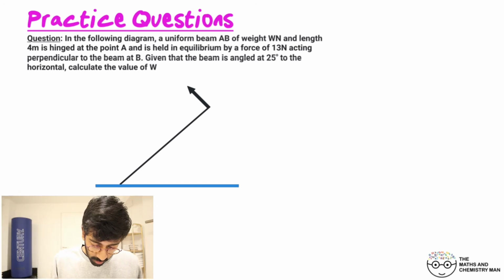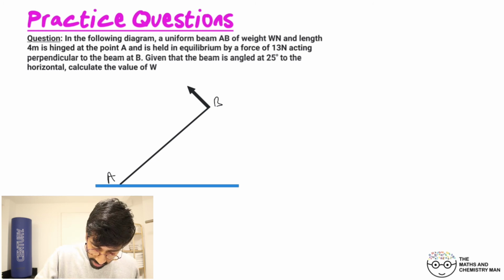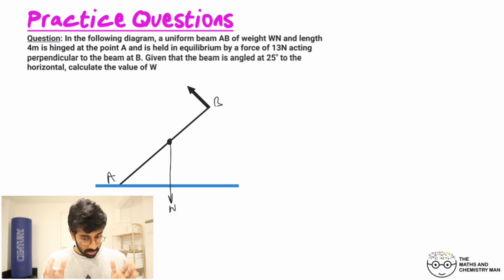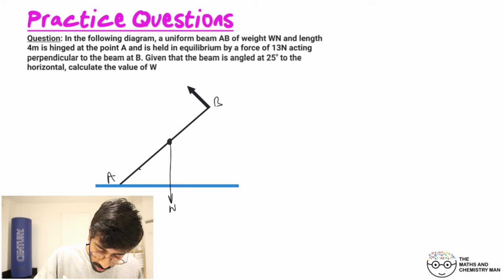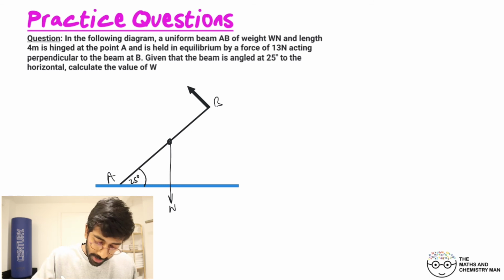Okay, right, let's go. So uniform beam again, A and B. It's got a weight of W, and that's acting at the middle, so here. And we've got W this time, not Wg, W, so don't be fooled there. We've got an angle of 25 degrees. It's got a length of 4 meters, so we know that this has got to be 2 meters, and this has got to be 2 meters.